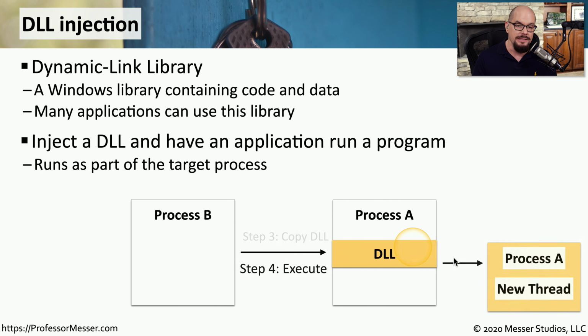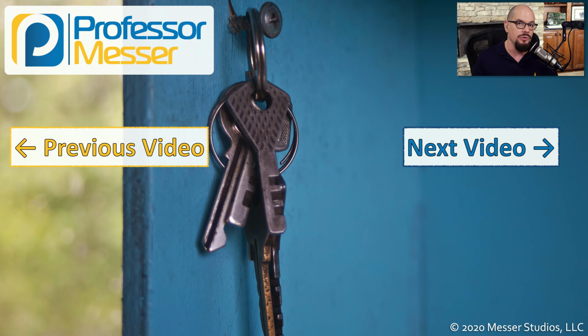At that point, process A will execute that DLL as a new thread, running it as process A, which may give it additional rights and additional capabilities that process B would not normally have.